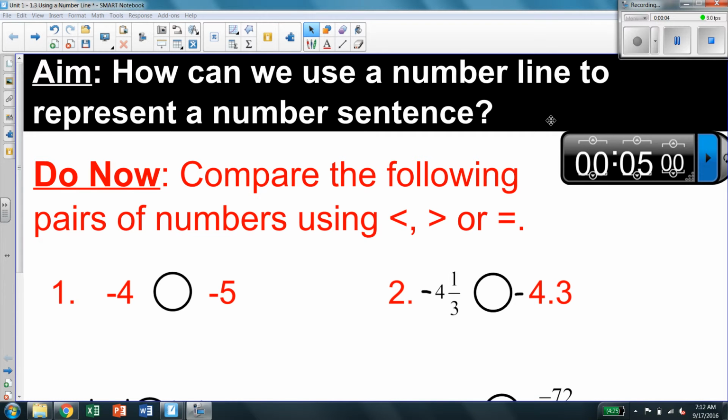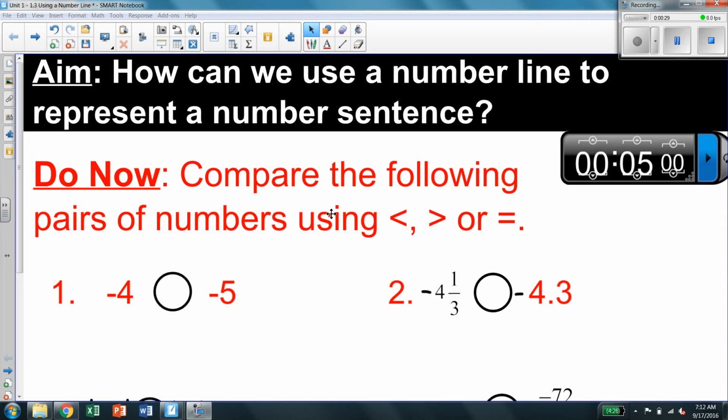Today we're going to be looking at positive and negative numbers again, looking at them on a number line to compare them, but also using that number line and understanding to start developing number sentences. And we are trying to build our fluency to move to adding and subtracting positive and negative numbers. So let's be on our way.